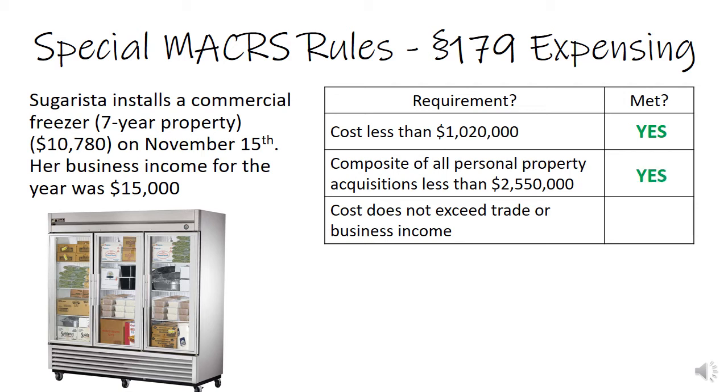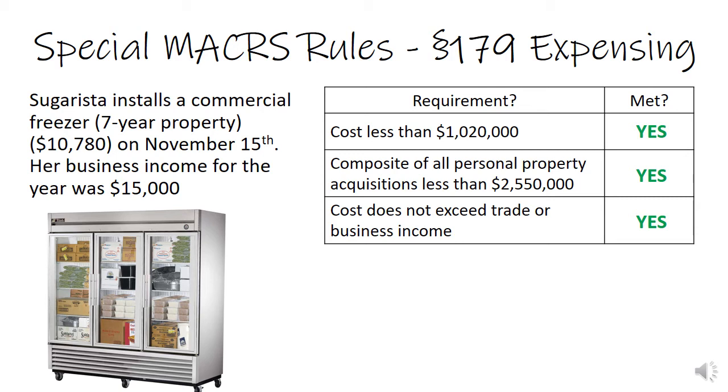We don't know anything about the rest of her personal property acquisitions, but if her business income for the year was $15,000, it's probably not a big spender. She's probably not making property acquisitions in excess of that limitation. So that requirement is also met. The cost does not exceed the trade or business income. Her business income for the year was $15,000. The cost of the equipment was $10,780. So she's good. If she wants to immediately expense that property, she can.